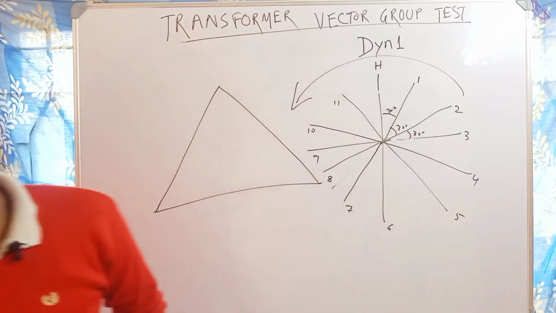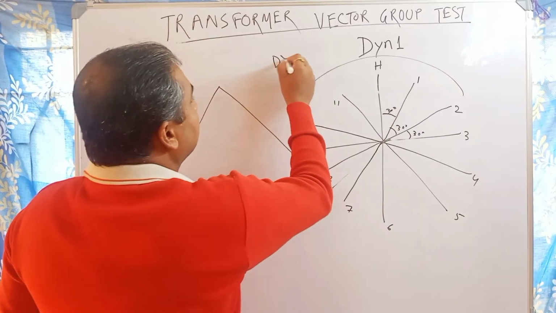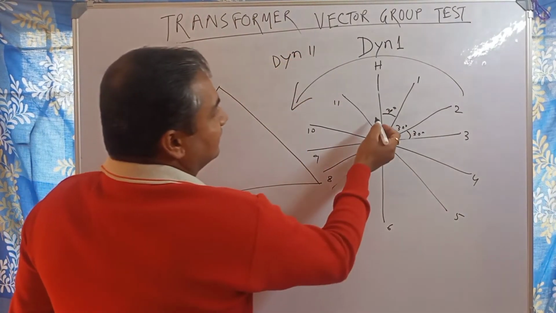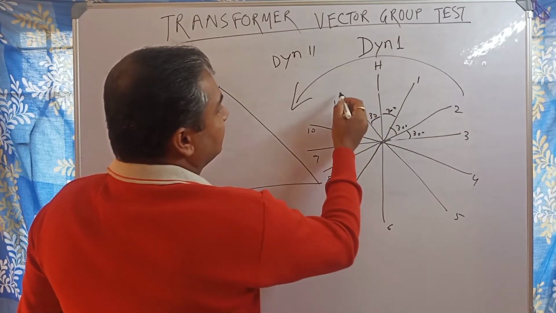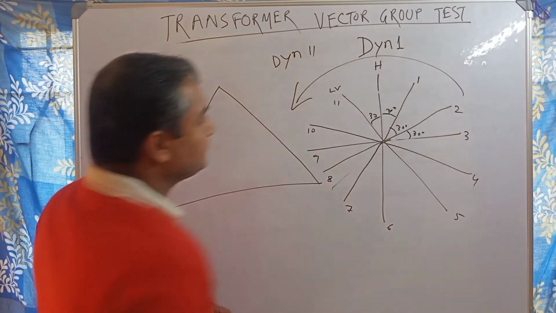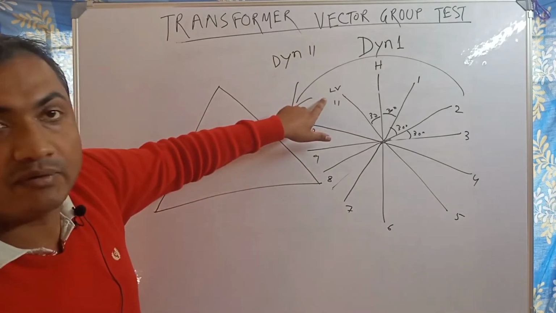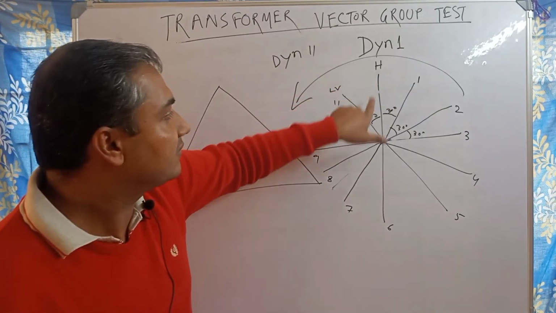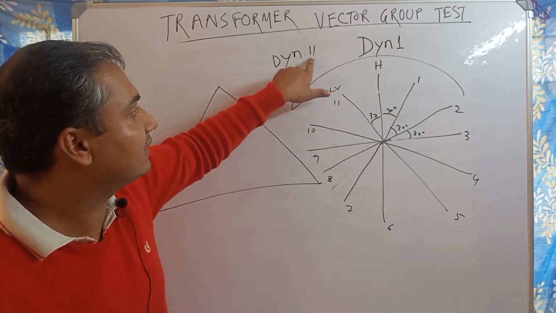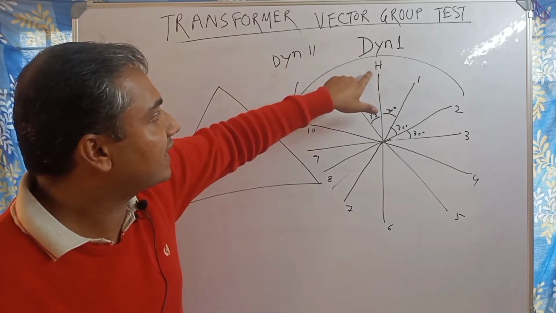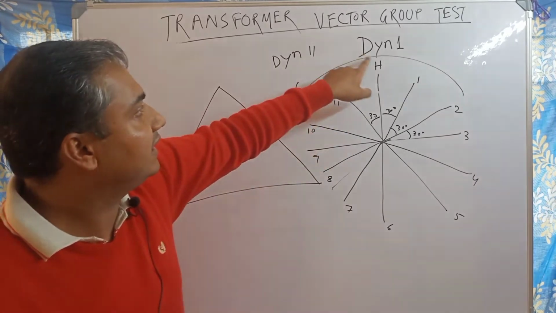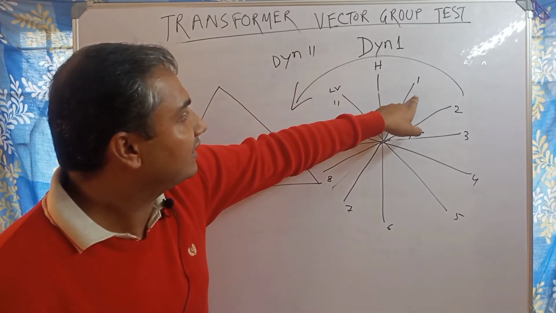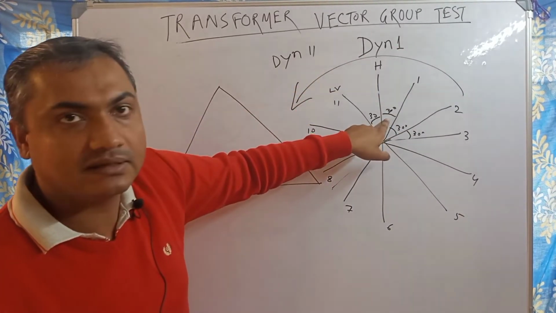If it was Dyn11, then that is 30 degrees, that is LV, that is HT. It means the LV winding is leading. So LV leads HT by 30 degrees. Dyn11 means LV leads HT by 30 degrees. Dyn1 means LV lags HT by 30 degrees.